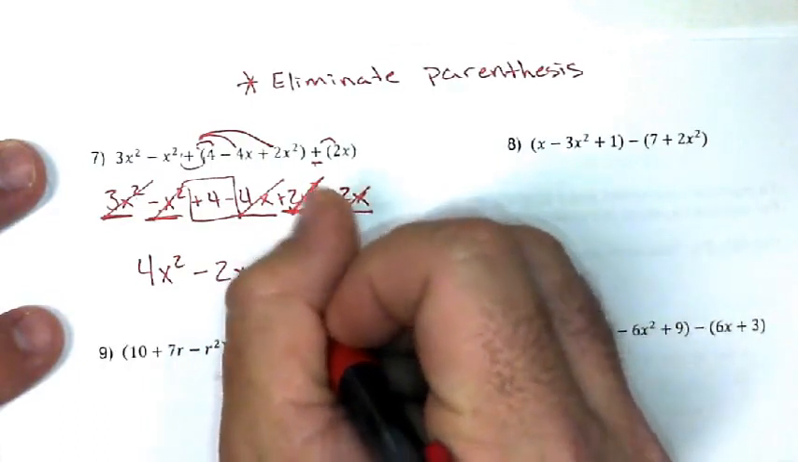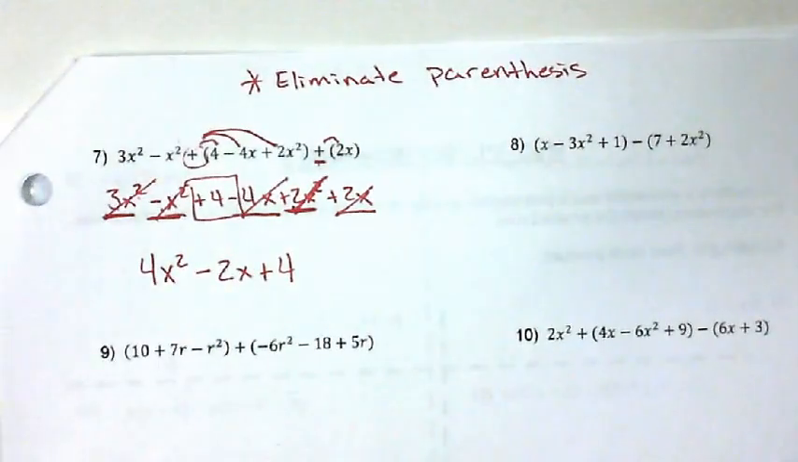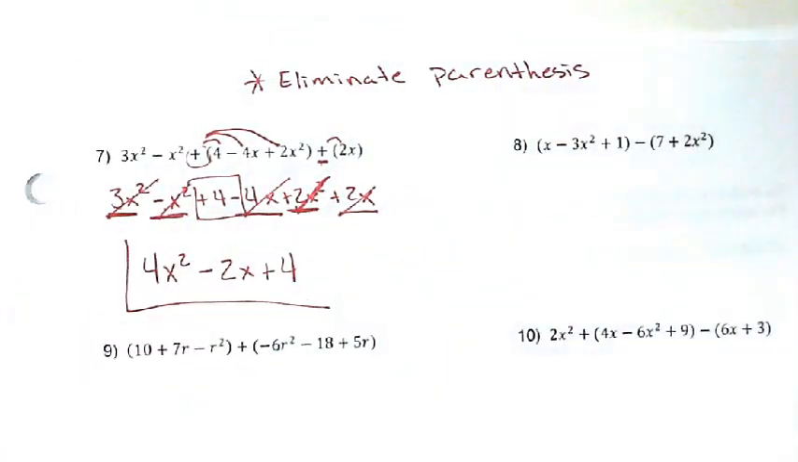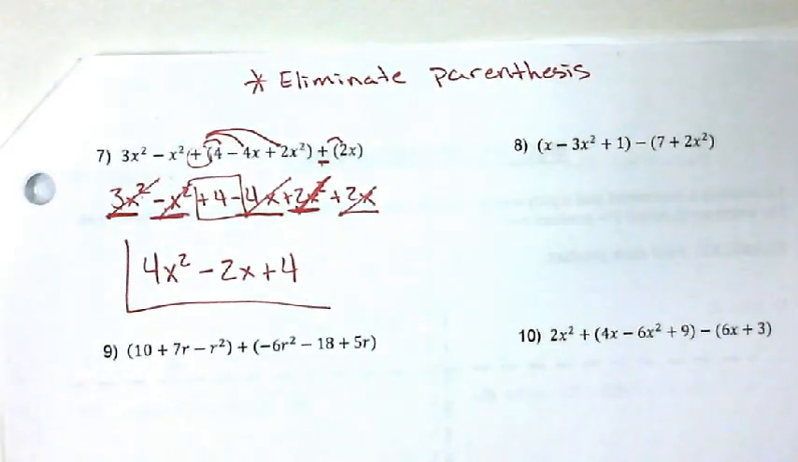Now, looking at what I have simplified so far, is there anything else that I need to combine? No. So what do we do? Box it in. That's it. We are distributing and we are combining like terms. What are we doing here? Good. Distributing and combining like terms.